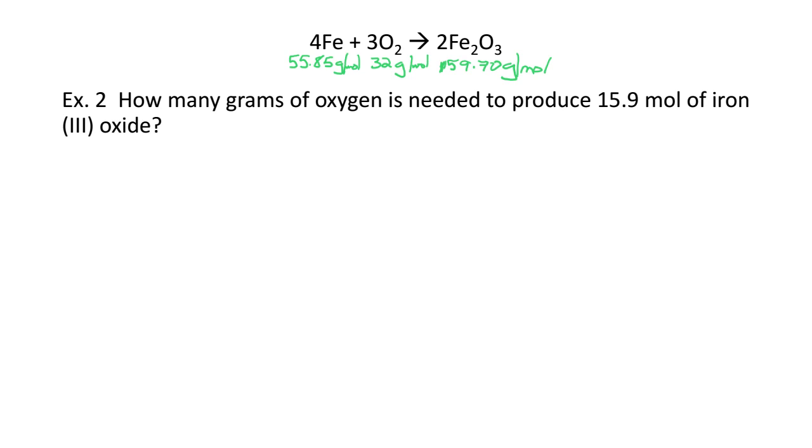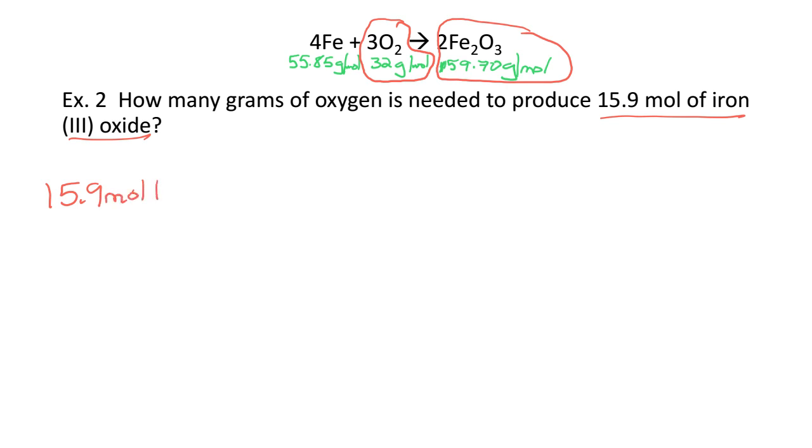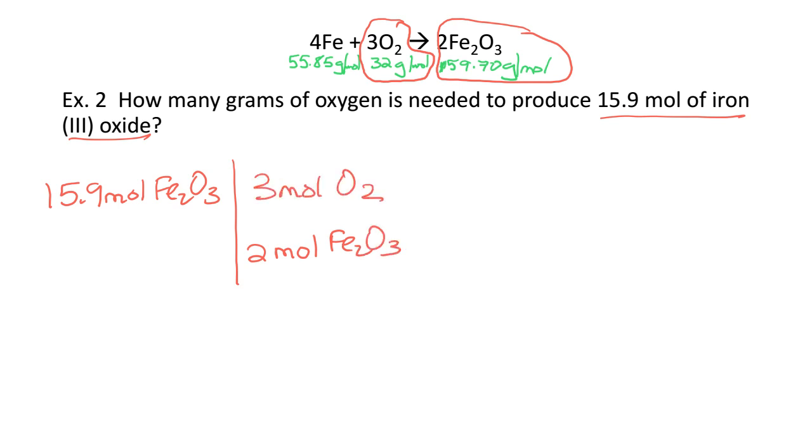For this one, I'll use red this time. I'm looking for oxygen, and I'm given iron 3 oxide, 15.9 moles of Fe2O3. So my mole ratio is going to be 2 to 3: 2 moles of Fe2O3 to 3 moles of O2 on top. This gives me 15.9 times 3 divided by 2.